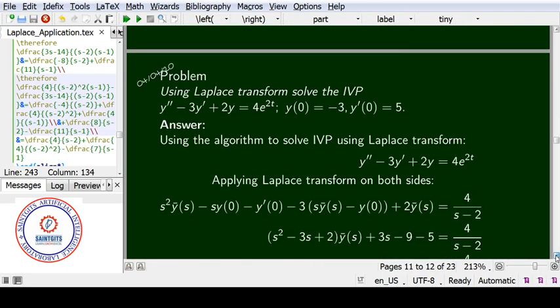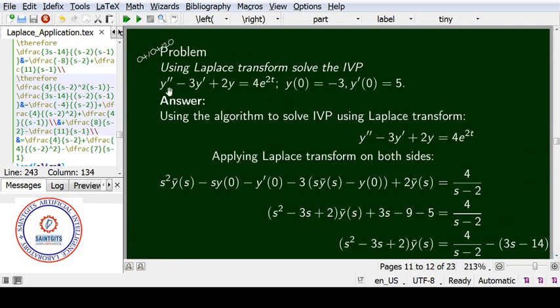We will do one more problem. In this problem, y double dash minus 3y dash plus 2y is equal to 4 e raised to t, and y of 0 is minus 3 and y dash of 0 is equal to 5. Here both the second derivative and first derivative are present. As a first step we apply the Laplace transform on both sides. So for y double dash, we start with s square into y bar of s, minus s into y of 0, minus s raised to 0, that is 1, into y dash of 0.